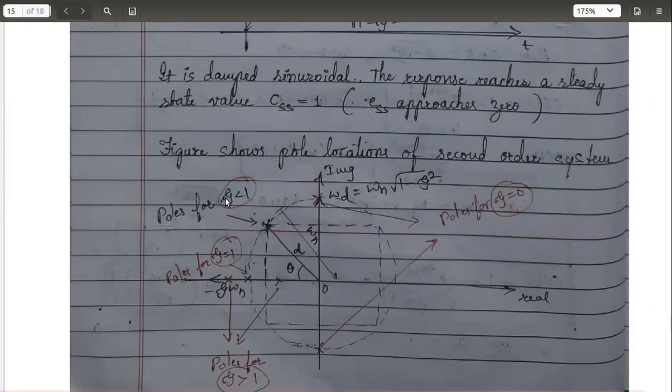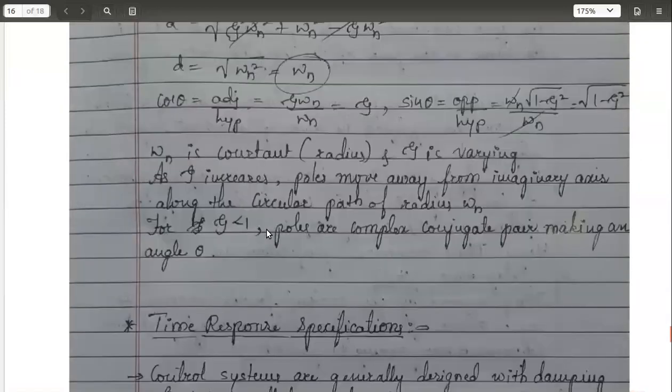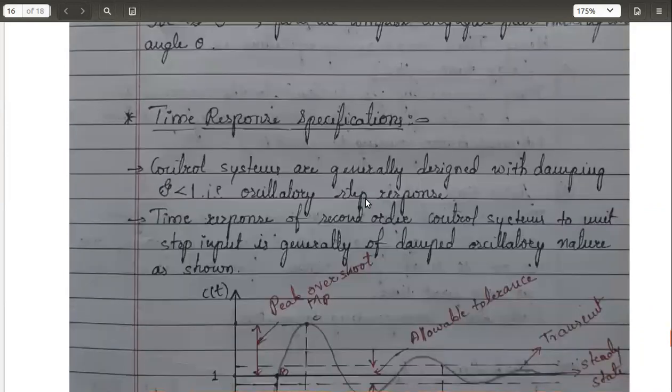Now, talking about the next topic, that is time response specifications. When we started this unit, time response analysis, I had given you some introduction regarding why it is important. Continuing that discussion, if we have some specifications, some performance parameters with us, it is much easier to analyze the output and performance of the system.